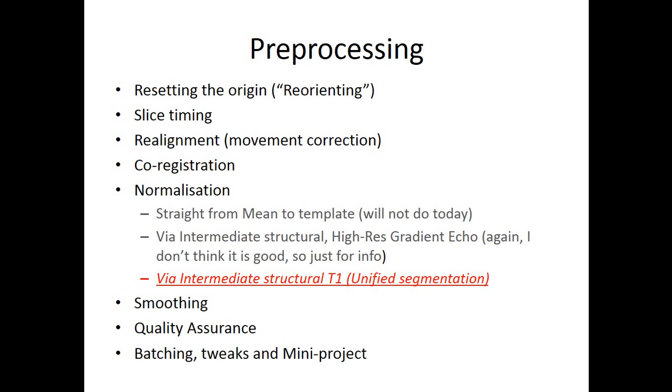We then do slice timing correction, where we correct for this variation in the time of sampling of the BOLD response. We'll then do realignment, where we correct for volume to volume head motion. We'll co-register the images, so we'll align our structural data with our functional data, and then we'll normalize our data to standard space, and we'll primarily focus on this method using the intermediate structural image. Finally, we'll do some smoothing, and we'll do some quality assurance, and then we'll move on to doing some batching.